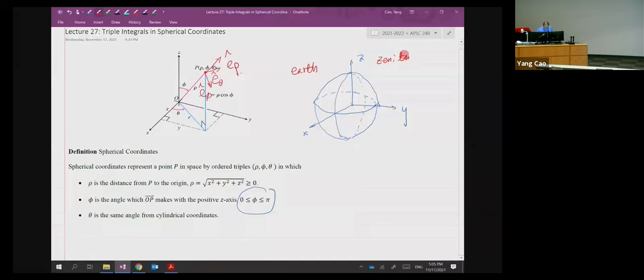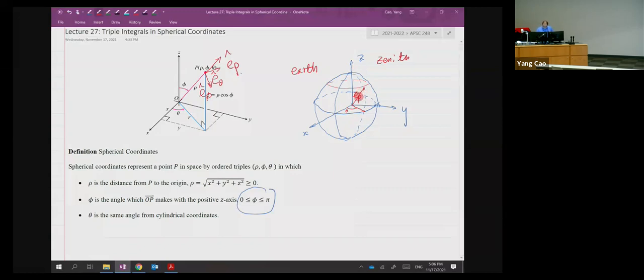Any circle that's parallel to the equator is called a latitude, a certain latitude circle. Any other circle going downwards is called a longitudinal circle or line. If you pick a point here and draw an angle here, then this is your theta, this is your phi, and that's your rho, according to the definition of spherical coordinates that we have defined here.